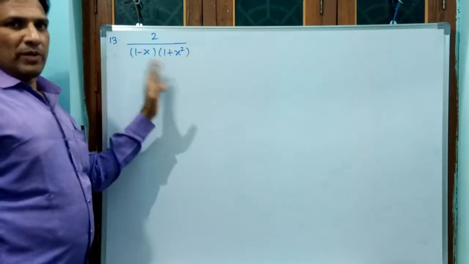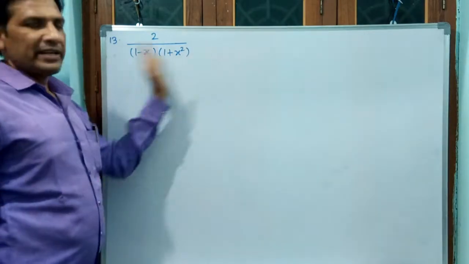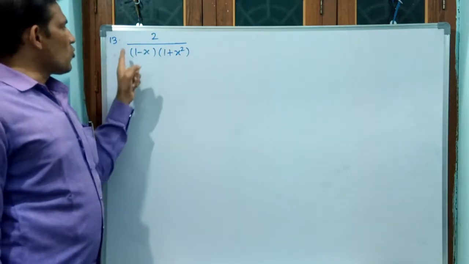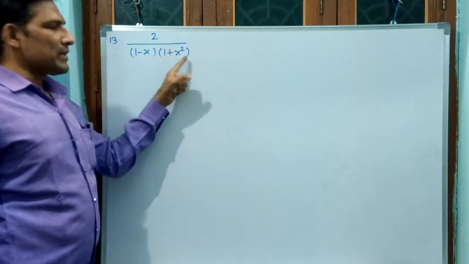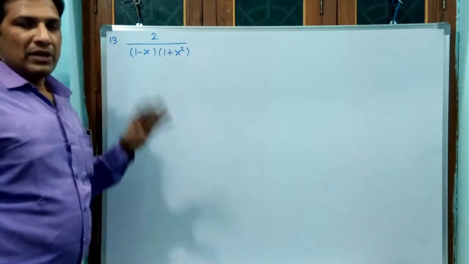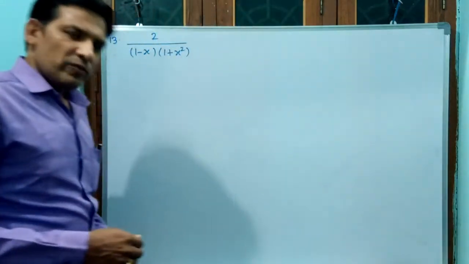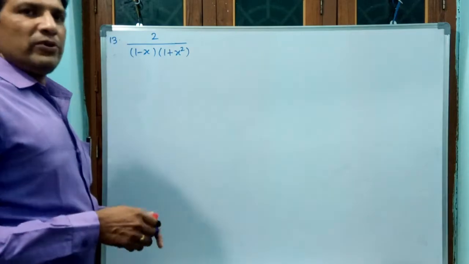Integral dx we have to keep afterwards, but before that we have to do partial fractions. That is why I have not written integral dx. You see, this is 2 divided by (1 minus x) into (1 plus x square). How to do partial fractions first? Let us do partial fractions first, then afterwards we will do integration.